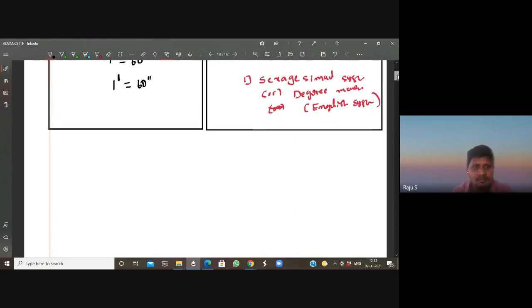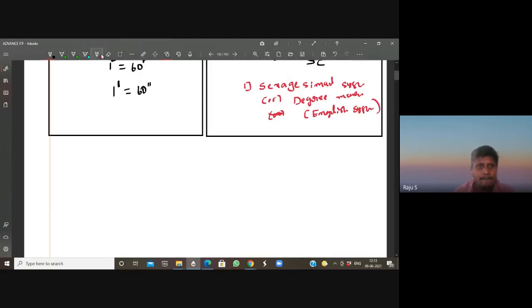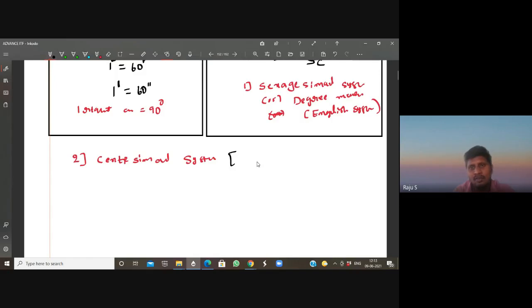Then what is the second system? Anyone? The radian. Radians. Right. A right angle is equal to 90 degrees. Already I have written 1 degree is equal to 60. The next one, the second one, is called... yes or no? Another name is: the first one is the English system, this is French.